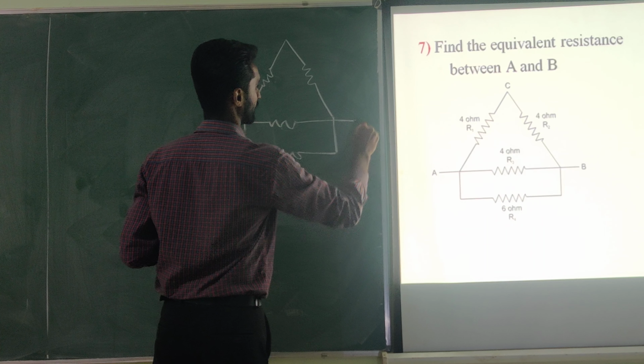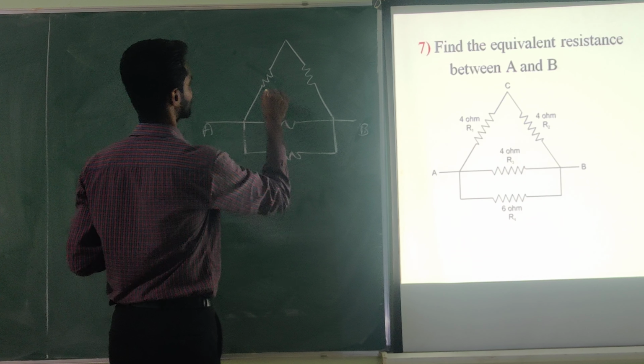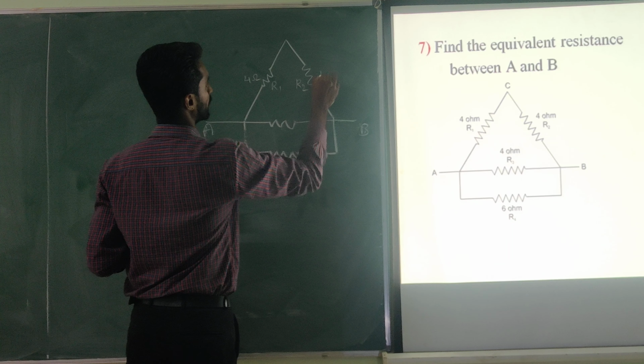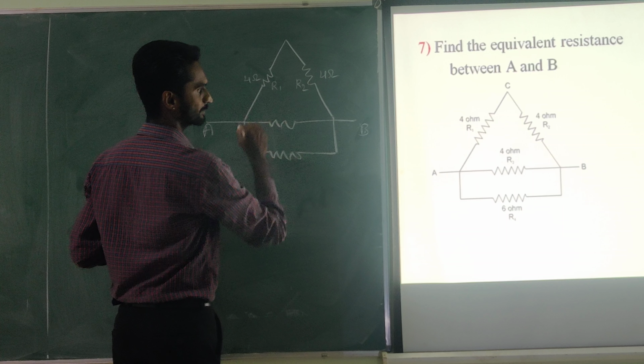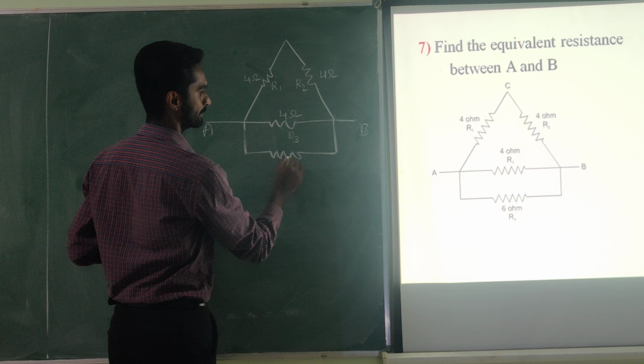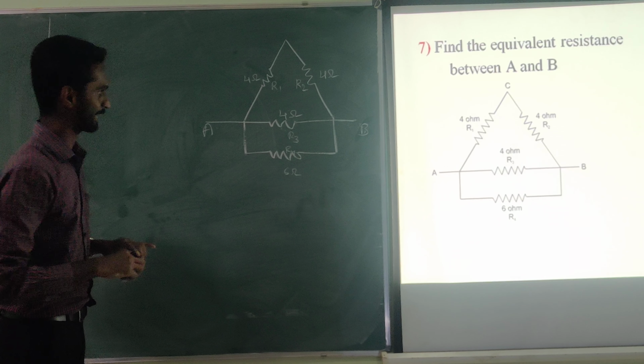So this is the structure diagram. This is B and this is A, and this is resistance R1. This is 4 ohm, and this is R2, which is also 4 ohm, and this is called R3, which is also 4 ohm, and this is 6 ohm, and this is R4. Okay, now look at the diagram.